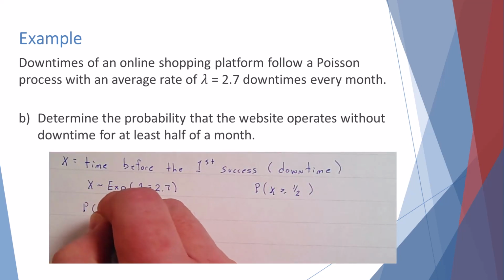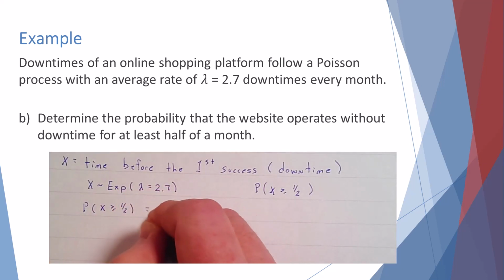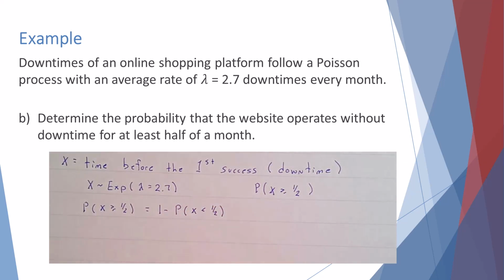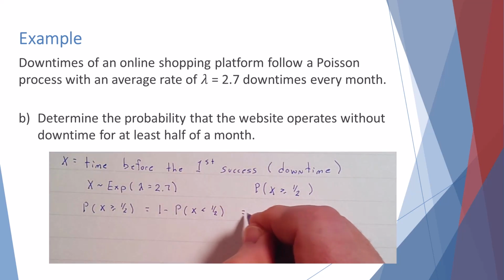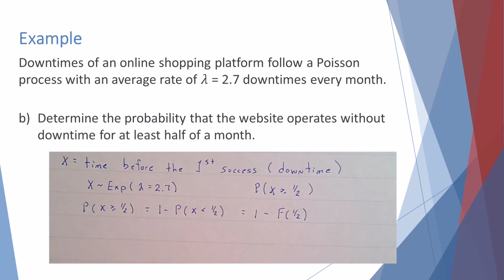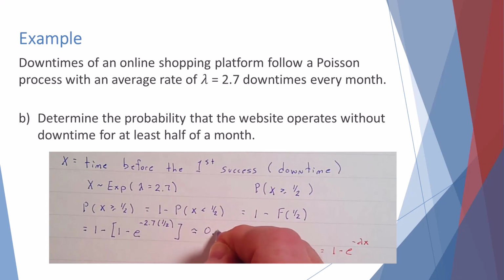Now the probability that x is greater than or equal to 1/2 is equal to 1 minus the probability that x is less than 1/2, which is equal to 1 minus capital F of 1/2. And remember, F here is the cumulative distribution function. And when we have an exponential distribution, we know that capital F of x is equal to 1 minus e to the negative lambda times x. So the probability that x is greater than or equal to 1/2 is equal to 1 minus, e to the negative 2.7 times 1/2. And we find this to be approximately 0.2592.